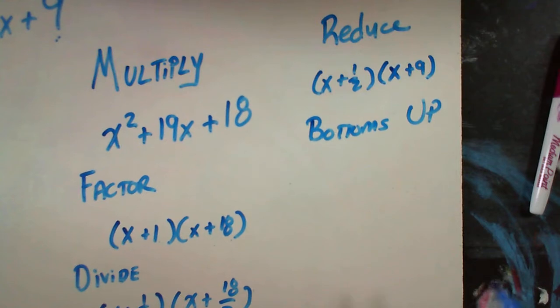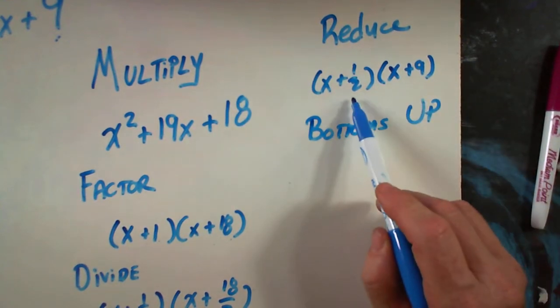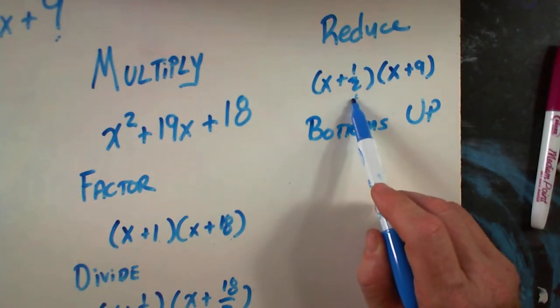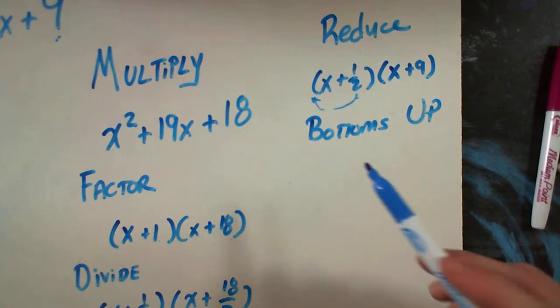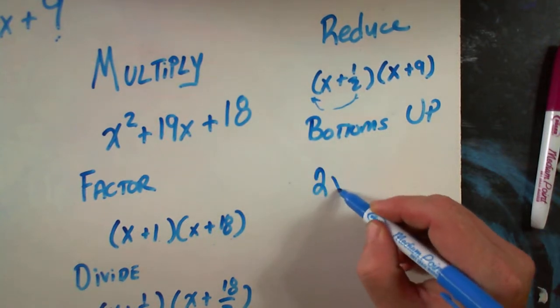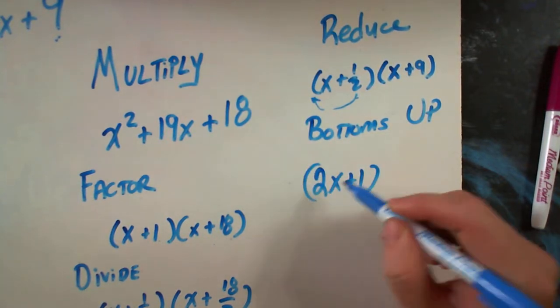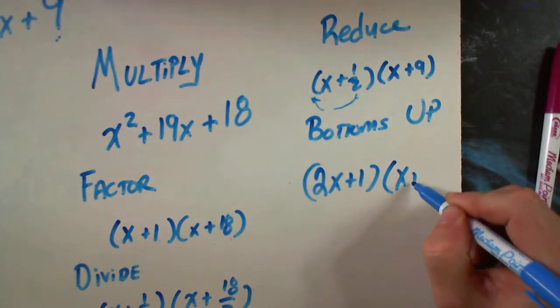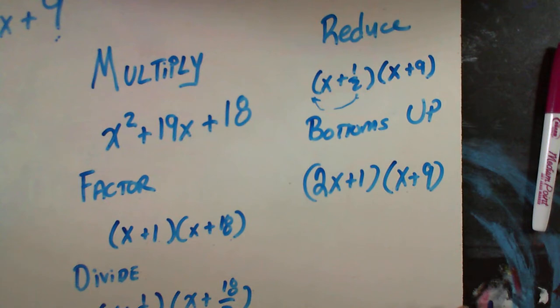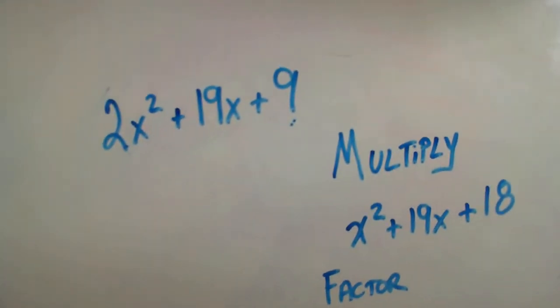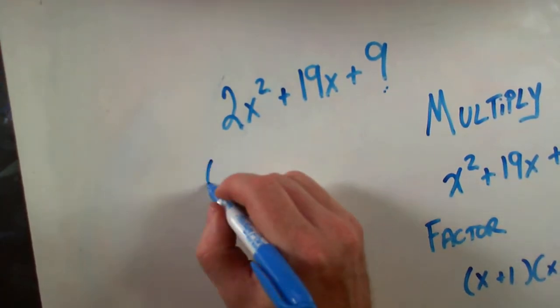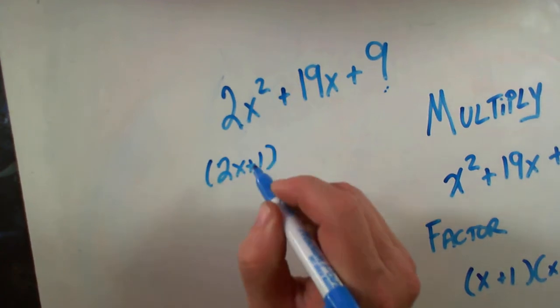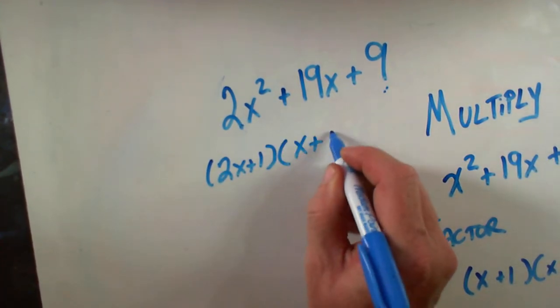Anything that is left in the denominator, like this 2 right here, gets shifted up into the numerator. So that becomes 2x plus 1. And since this doesn't have anything to pull up, it just remains x plus 9. So this factors to 2x plus 1 times x plus 9.